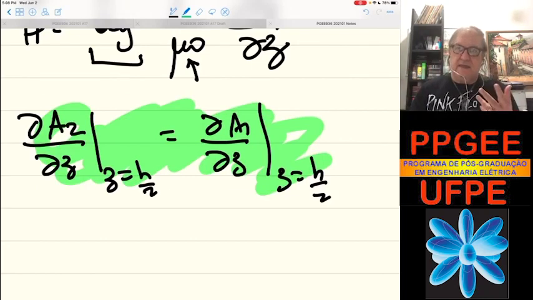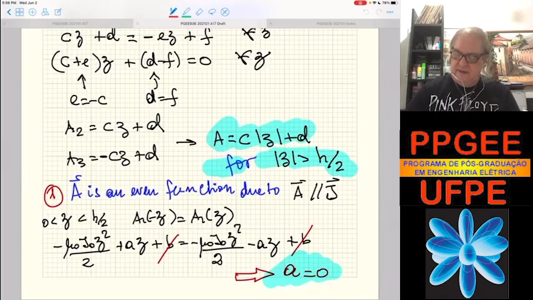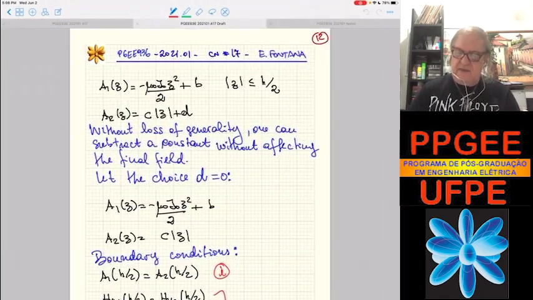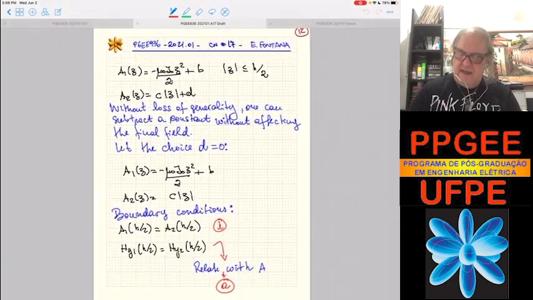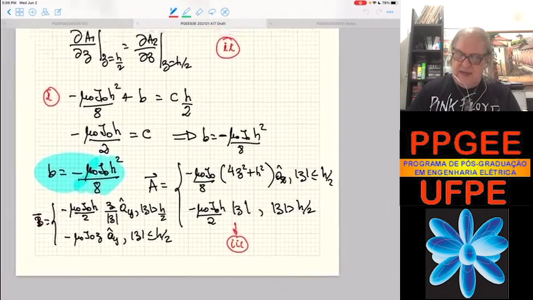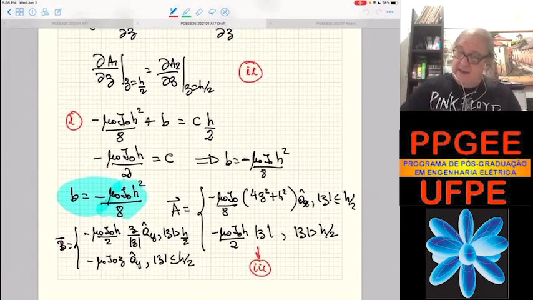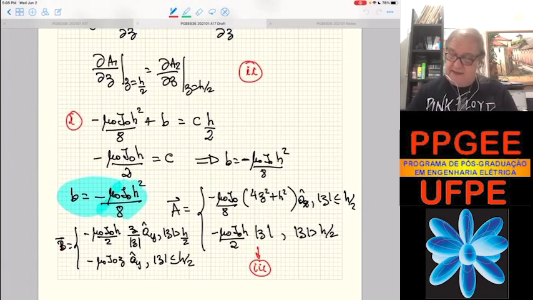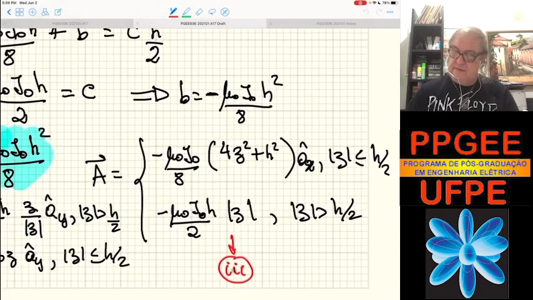So it's a linear system. Then the solution is outlined in the class notes. Okay, you obtain these results. After some calculation, that's the result we get. That's the vector potential. It has a quadratic dependence.